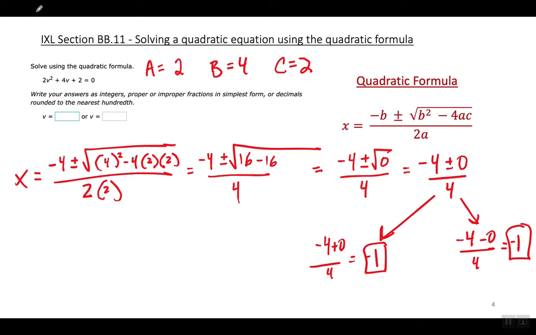And if you look at the equation and substitute -1 into it, you could do it with mental math and see that it works out. All right, -1 to the second power is +1. 1 times 2 is 2. If you multiply negative 1 times 4, you get negative 4. So 2 minus 4 is negative 2, and negative 2 plus 2 equals 0.